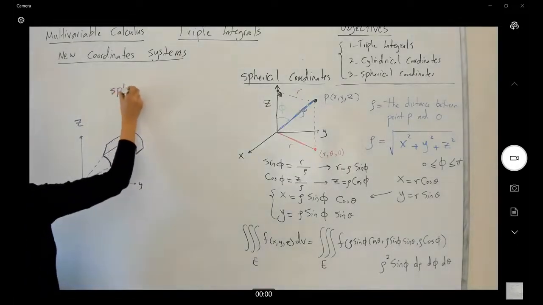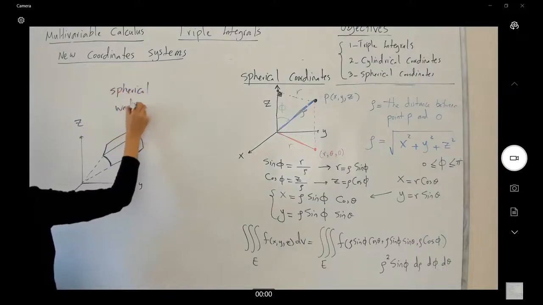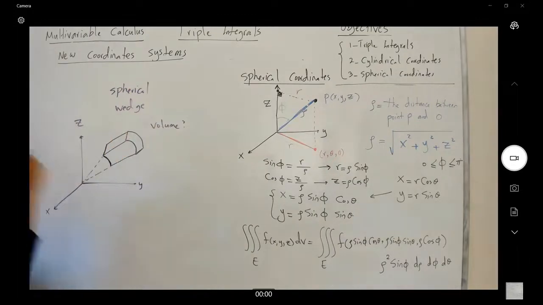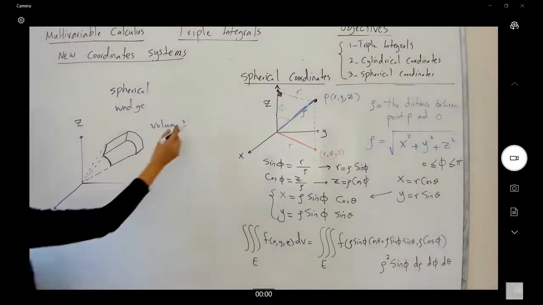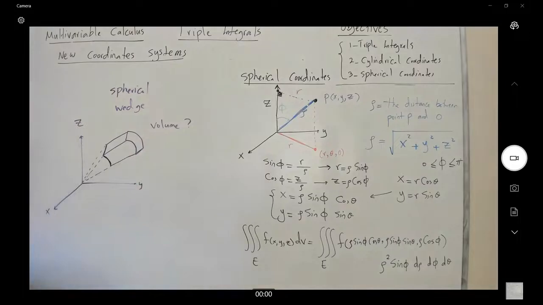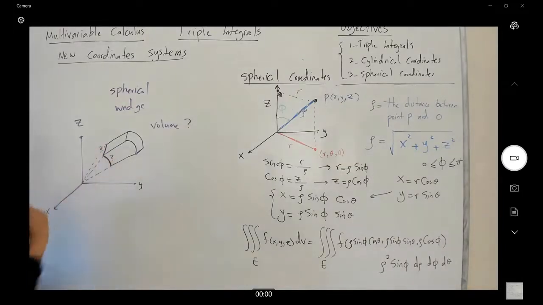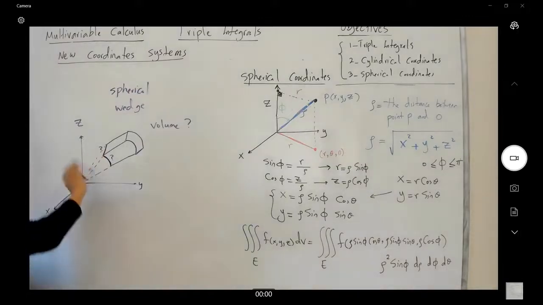So, spherical wedge. What is this volume? Suppose we slice the whole thing up and this is just a small spherical wedge, a very small portion of it, and we want to know what the volume is. So think about it this way. To find the volume, I need to find the length and multiply the base times the height. So what is this length here? And if you find the base, the rest is easy.